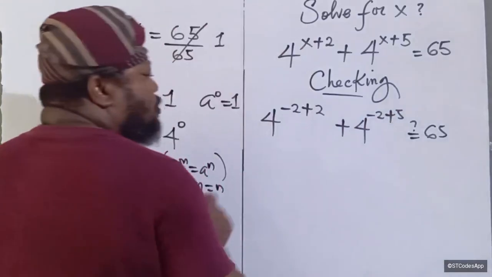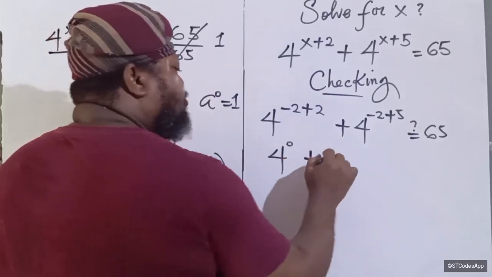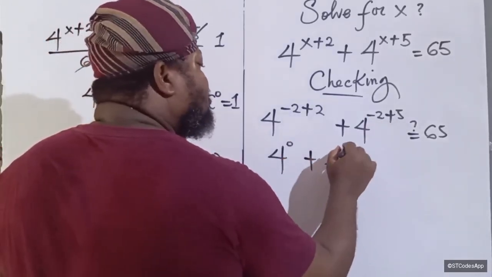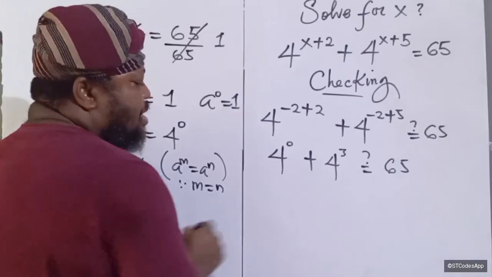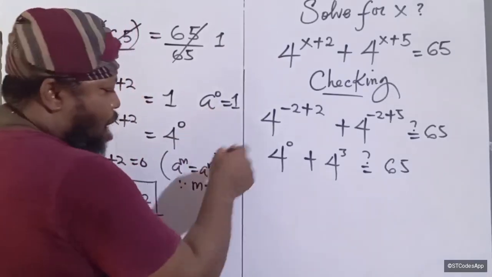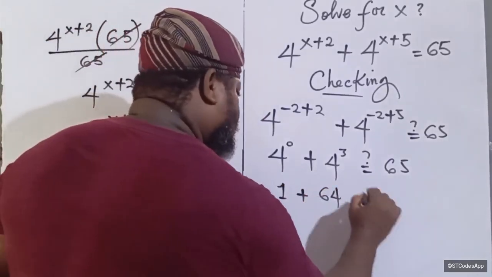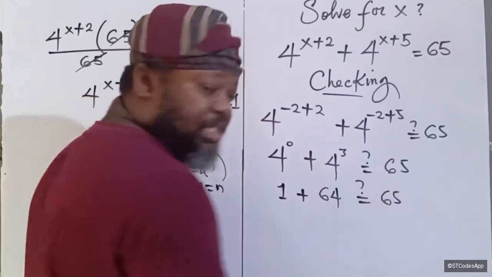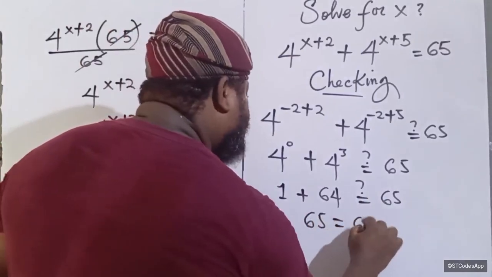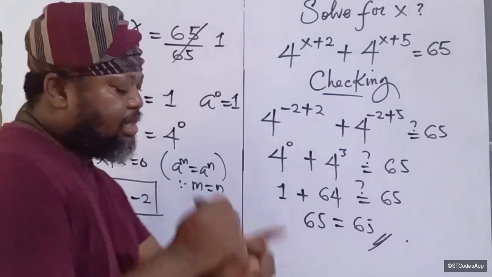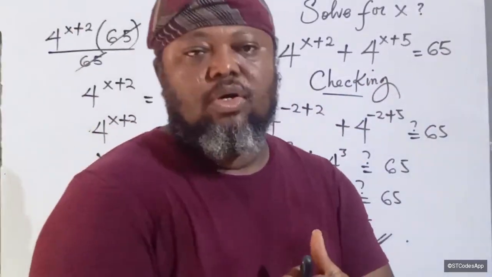Let's see. So here is 0, 4 to the power of 0, add 4 to the power of 3. Is it equal to 65? Let's check and see. The last step: this is 1, plus this is 64. Is it equal to 65? It's very obvious it's equal, right? So it means that 65 is equal to 65. So the value of x in this initial process is negative 2.